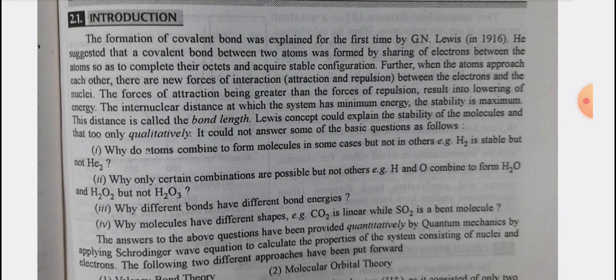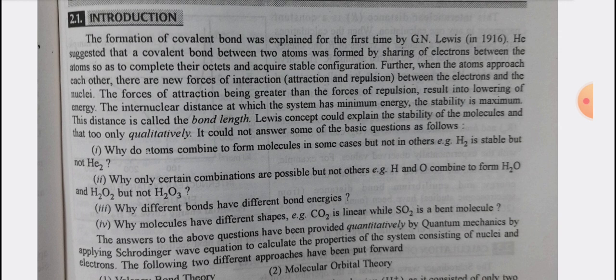Lewis' concept could explain the stability of the molecule, and that too only qualitatively. It could not answer some of the questions as follows. First, why do atoms combine to form molecules in some cases but not in others? Example, H2 is stable but not He2. Second, why only certain combinations are possible but not others? Example, H and O combine to form H2O and H2O2 but not H2O3.